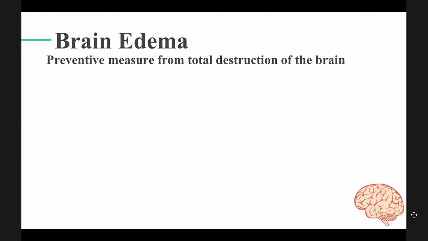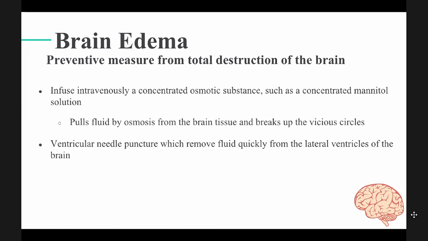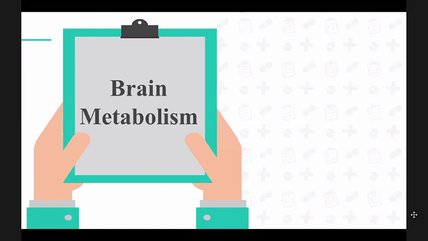So the preventive measures from total destruction of the brain is either you have to give osmotic diuretics such as mannitol, which pulls fluid by osmosis from the brain tissue and breaks up the vicious cycle. Or you can do ventricular needle puncture, which removes fluid quickly from the lateral ventricles of the brain. So clinically, what we do is we give the mannitol. We can easily give mannitol just to counteract this brain edema.